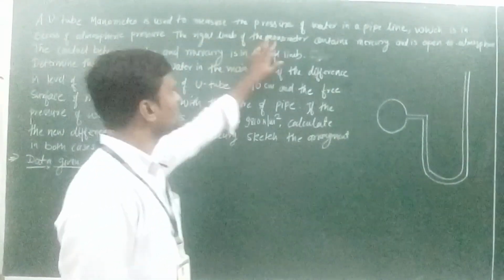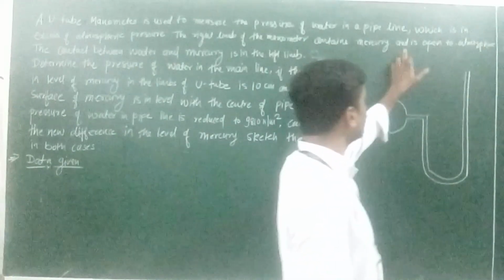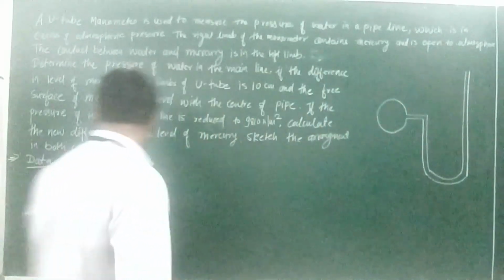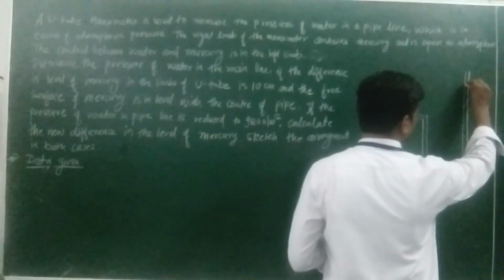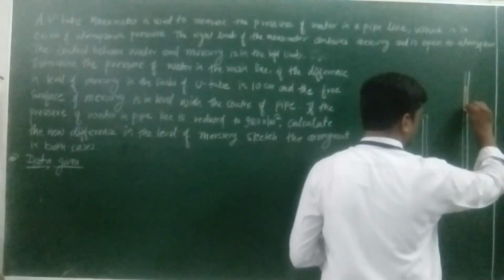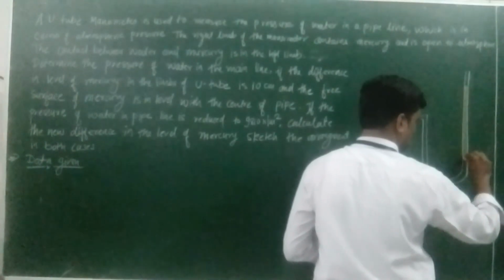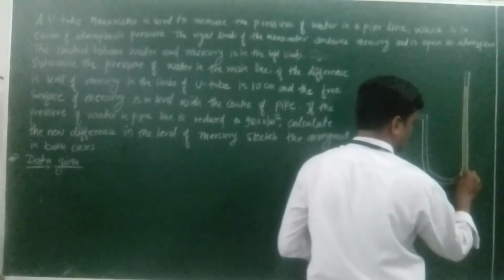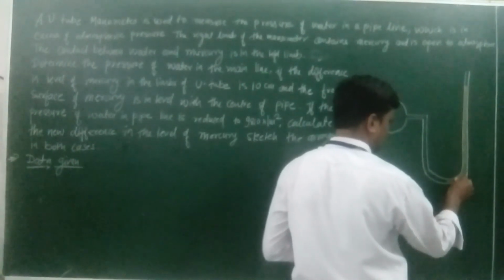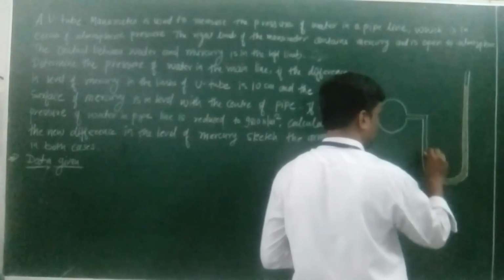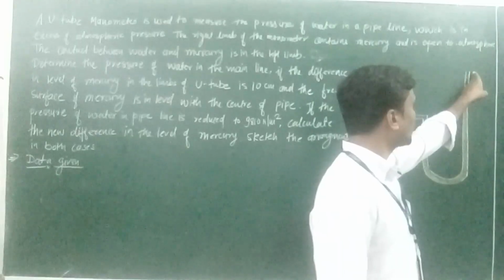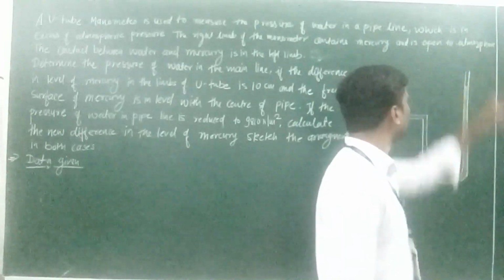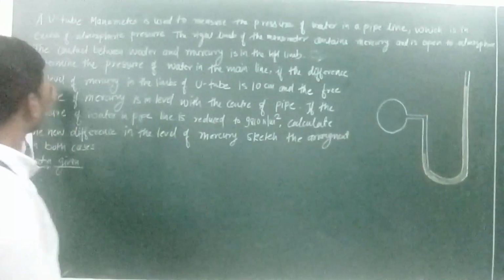Now the right limb of the manometer contains mercury and is open to atmosphere. So this is the right limb of the U-Tube manometer, which contains the mercury, and is open to atmosphere. It means that the right limb of the U-Tube manometer is open to atmosphere.